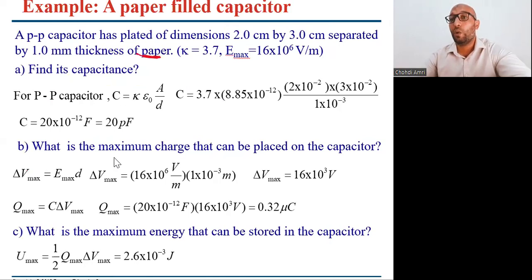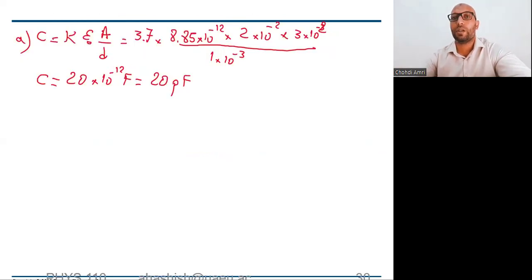Question B says, what is the maximum charge that can be placed on the capacitor? What is the maximum charge that can be placed on the capacitor? Question B, as you know, the charge, let's say this is Q max, it's going to be C multiplied by V max.